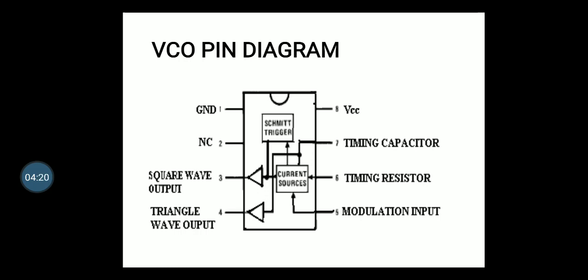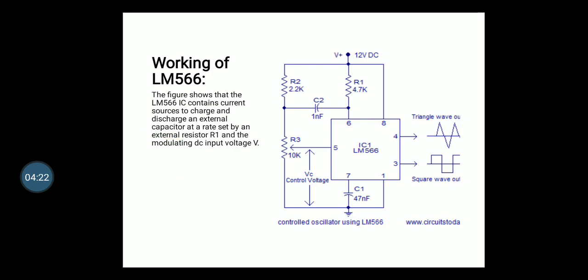Now let us look into the working of the LM566 oscillator. This is the exact circuit diagram. The figure shows the IC contains current sources to charge and discharge an external capacitor at a rate set by an external resistor and the modulating DC input voltage VC.